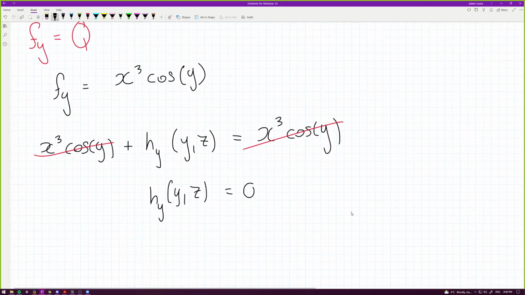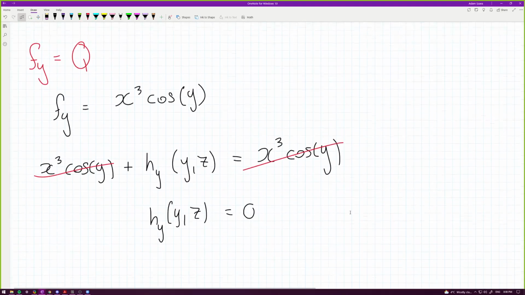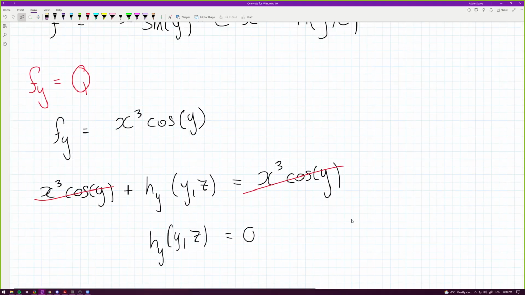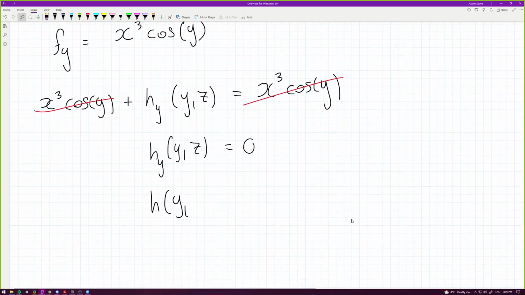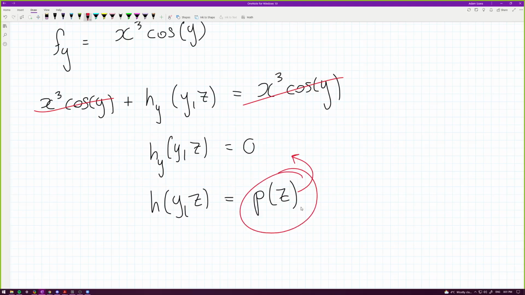Okay, and then we can integrate this to figure out h of yz. So if I integrate this with respect to y, h of yz equals, and so I integrate it with respect to y, a function of both y and z, I'm going to have another function, which I'm going to call p of z, and just z. Because if you were to take the derivative with respect to y and go backwards, you would get this equation. So you really have this unknown function of z here.